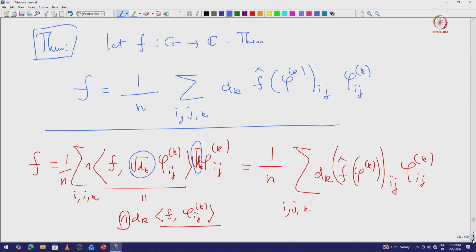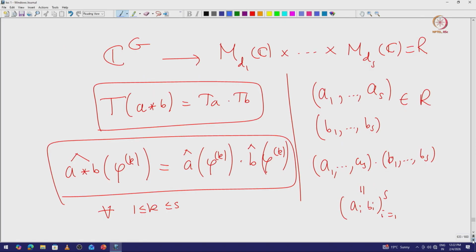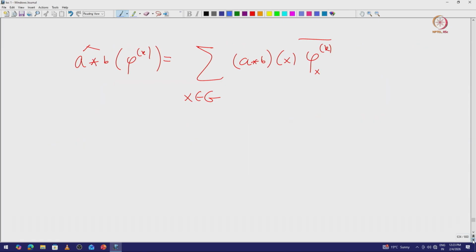So now if we go back to our calculation, what we have here, this calculation is correct, there is no issue. Here I want to prove this: A star B hat of phi k is A hat of phi k times B hat of phi k. So let us look at the definition. A star B hat of phi k is going to be summation x in G A star B of x phi x k bar. That is just by the definition of the Fourier transform.